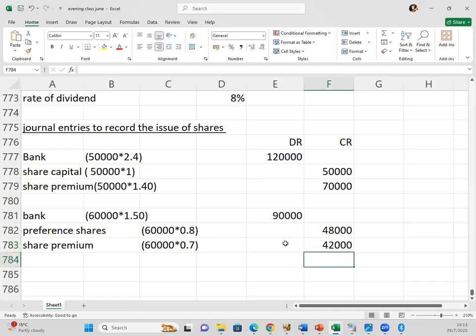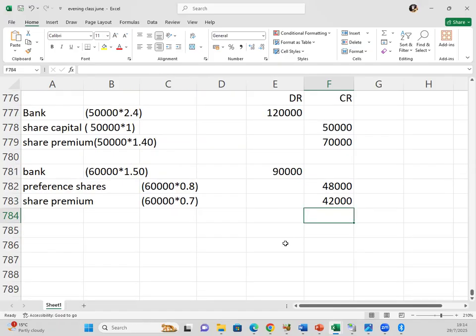So we're done. In the bank, we are putting all that we received. The share capital is the par value. For the share premium, multiply the shares by the premium per share.